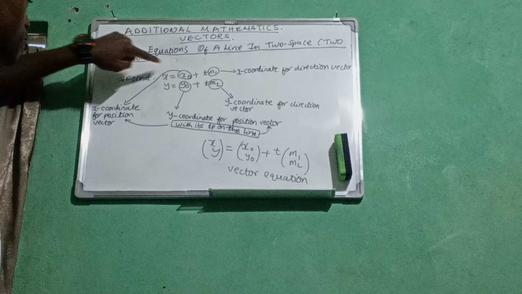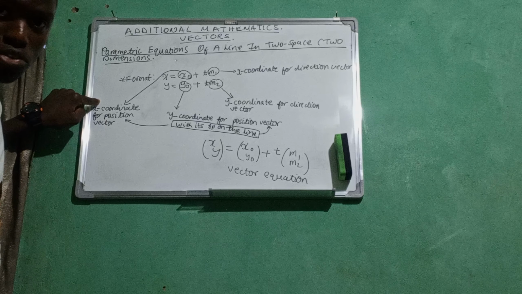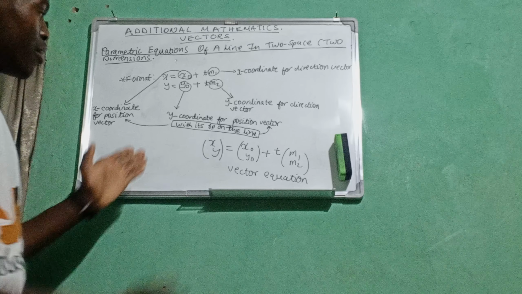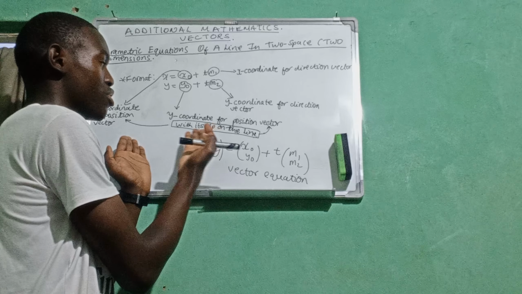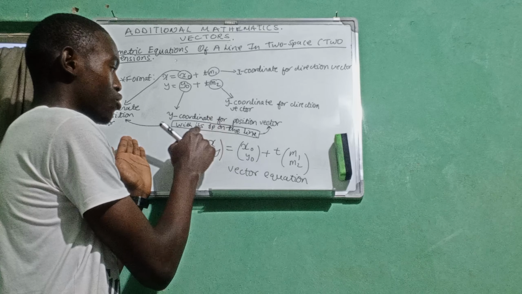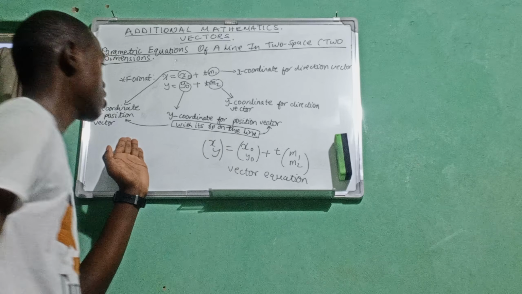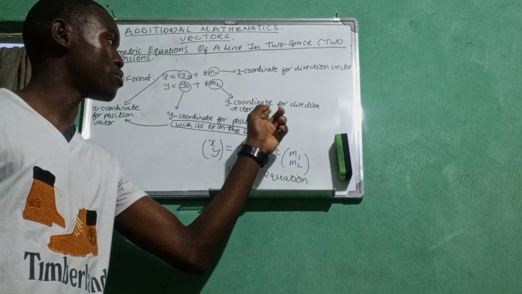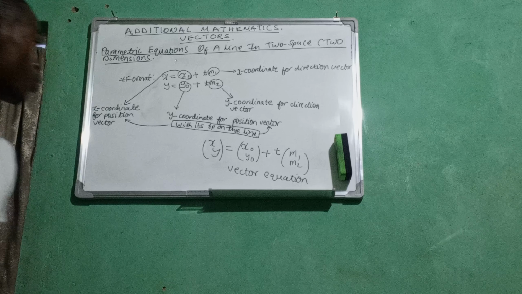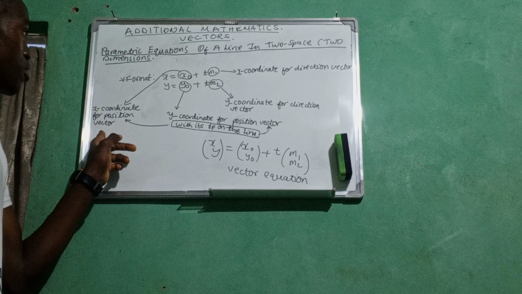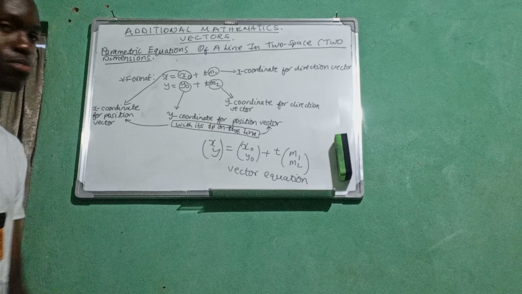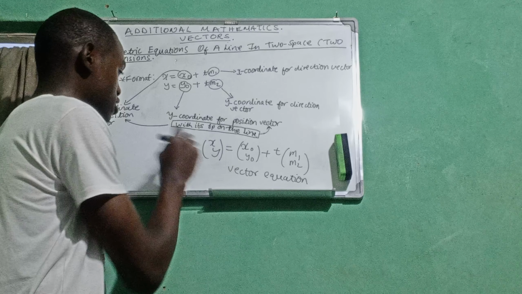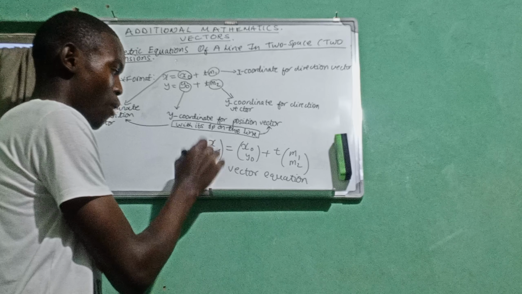This x naught represents the x coordinate for the position vector. What is written here is with its tip on the line. Then y naught is the y coordinate for the position vector. So this is the x coordinate for the position vector, and the y coordinate, because column vectors are written in a form like this: x, y.